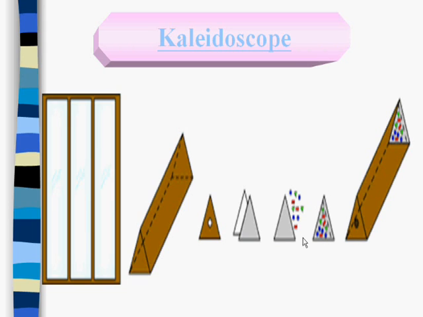Before packing, we have to put some colorful bangle pieces and colorful papers inside the tube, and we have to pack it. Now, through this hole, when we observe inside, because of the multiple images formed at the three mirror surfaces, we can see beautiful, colorful images in the kaleidoscope.